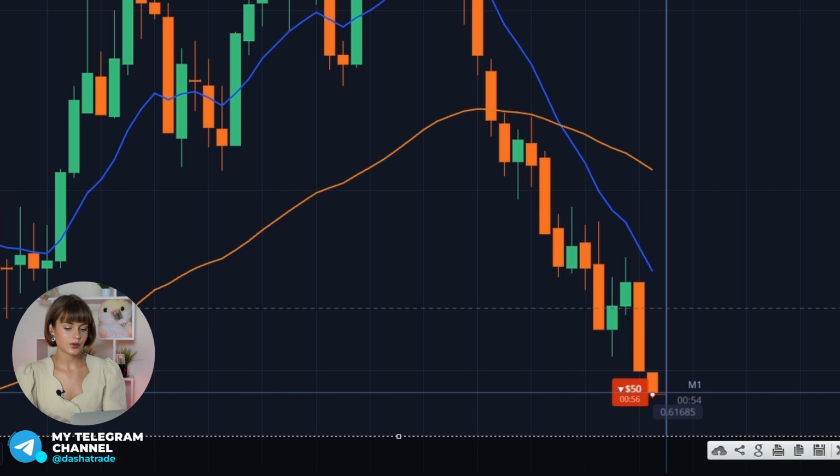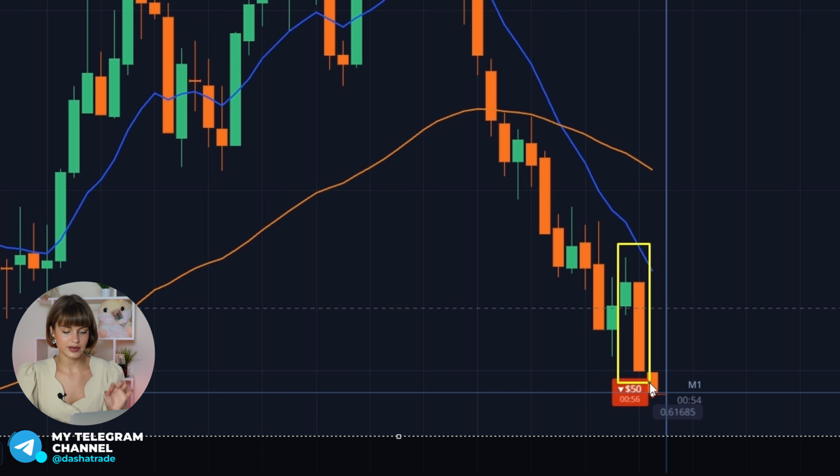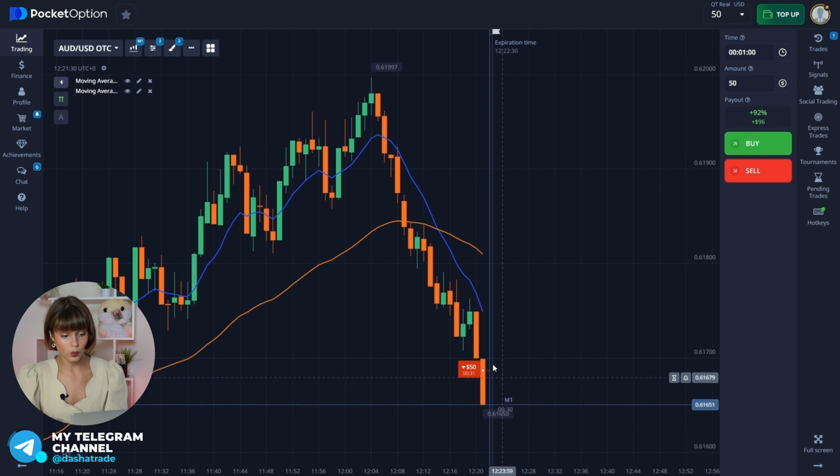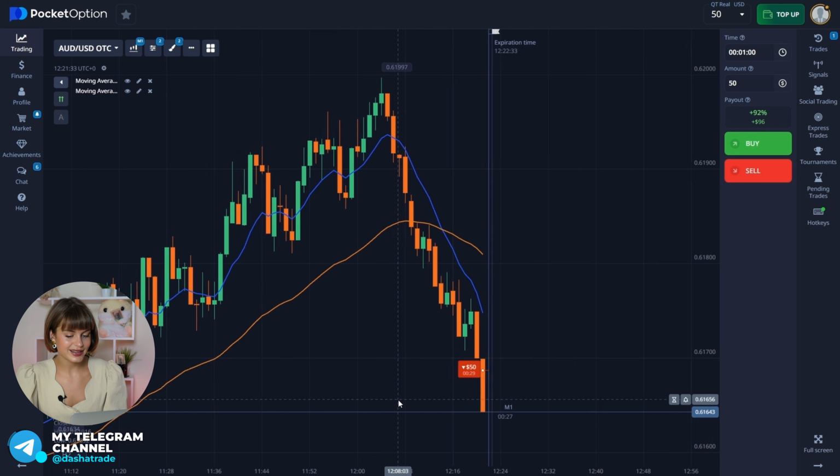Let's also see what we have here. We have a downward impulse candle, which has formed the bearish engulfing candlestick pattern. This is a two-candle pattern in which the second red candle completely engulfs the previous green one. This pattern indicates the dominance of the seller at the moment and suggests a continuation of the downward movement. By the way, we immediately see the downward impulsive movement.